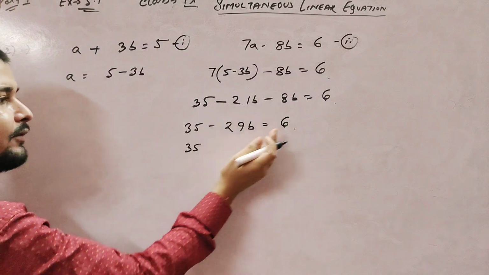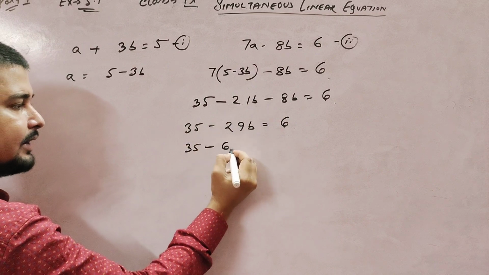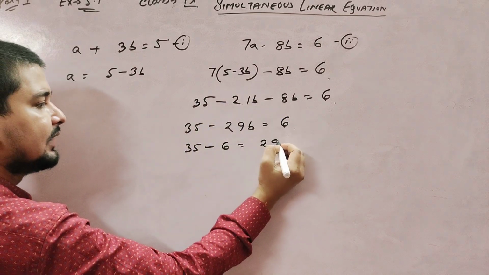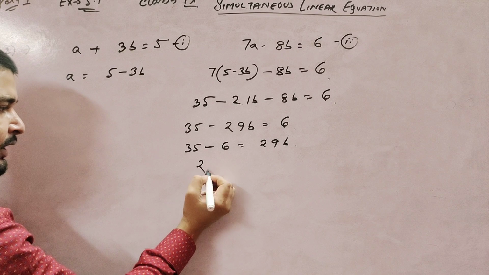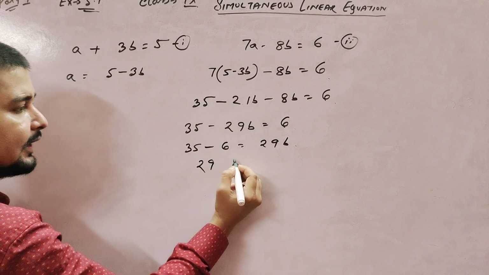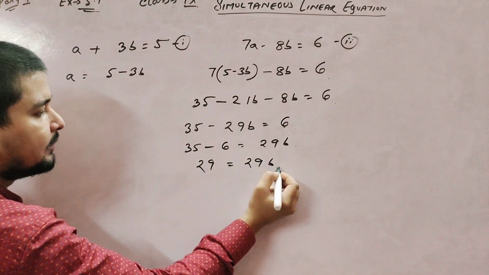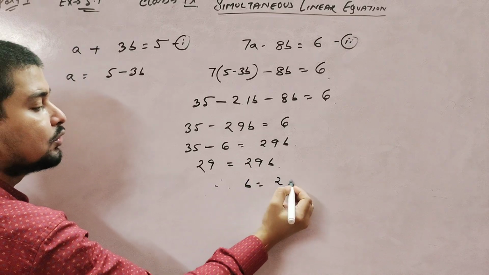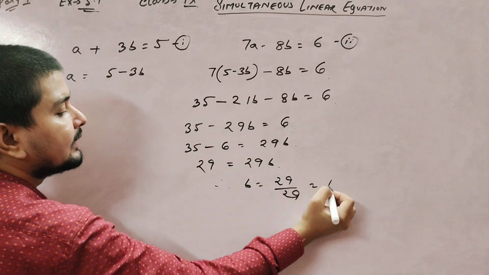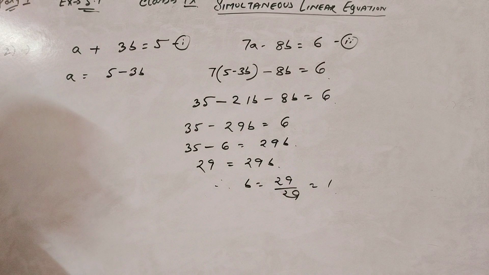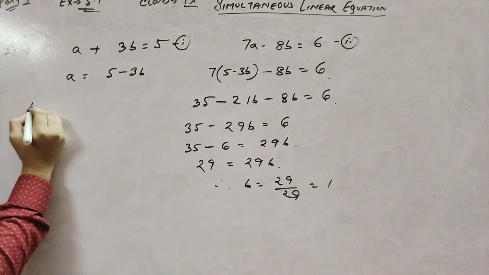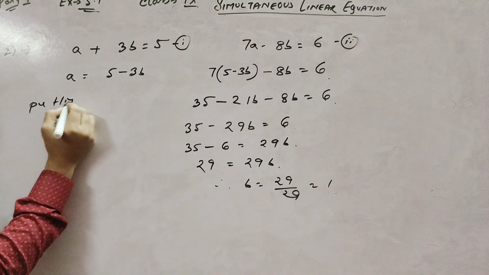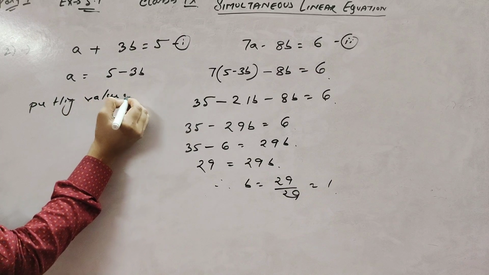So 35, this 6 comes this side, that means minus 6, and this minus 29b goes this side, that is plus 29b. So 35 minus 6, that is 29, equals 29b. Therefore b equals 29 upon 29, that is 1. So we get the value of b. Okay, now putting the value of b.